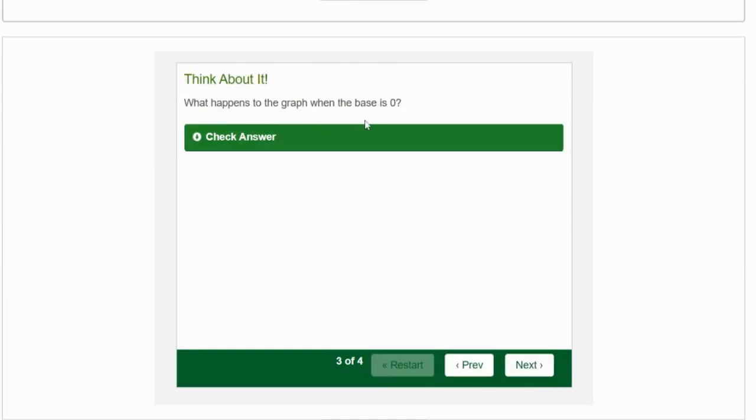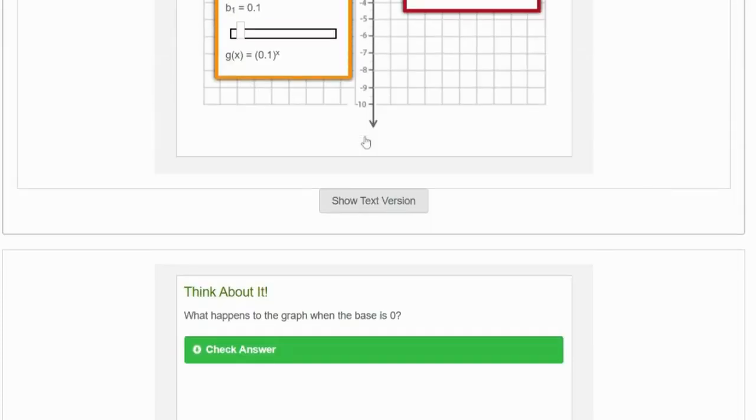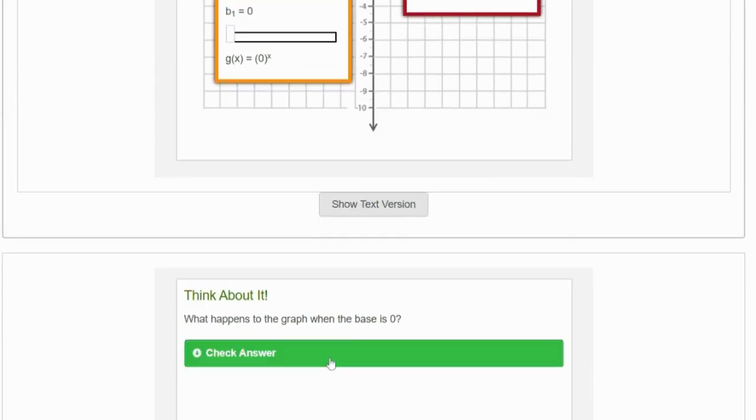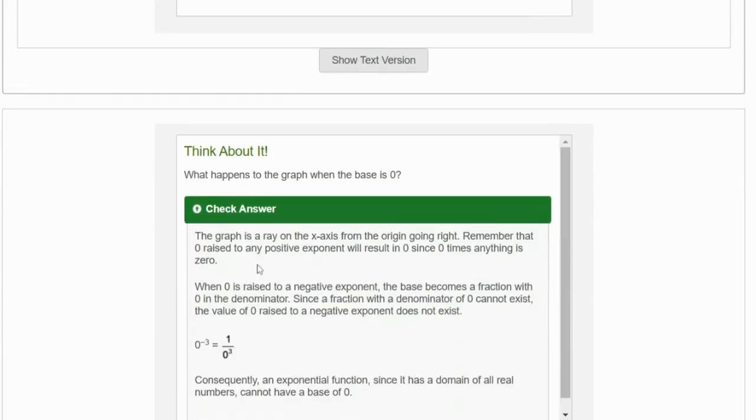All right, what happens to the graph when the base is 0? Yeah, we looked at that. We said if we take it back to 0, it's just a linear equation that starts at 0 and goes to infinity. The graph is a ray on the x-axis from the origin going to the right. Remember that 0 raised to any positive exponent is going to be 0, so it's just a line.